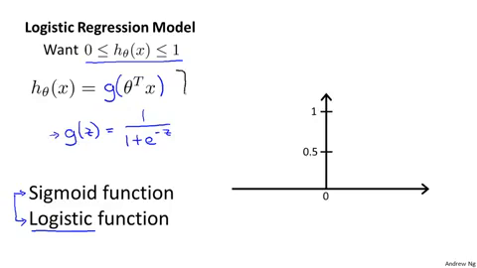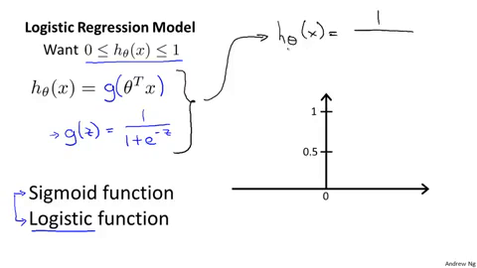So the two terms are basically interchangeable, and either term can be used to refer to this function g. And if we take these two equations and put them together, then here's just an alternative way of writing out the form of my hypothesis. I'm saying that h of x is 1 over 1 plus e to the negative theta transpose x. And all I've done is I've taken this variable z, a real number, and plugged in theta transpose x. So I end up with theta transpose x in place of z there.